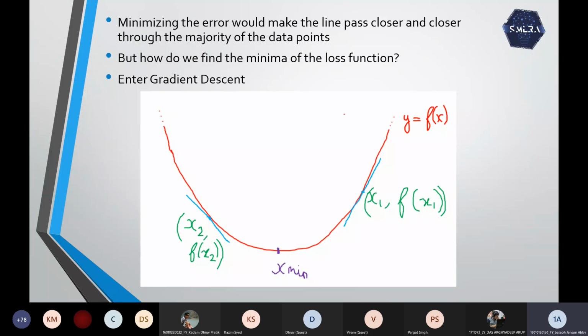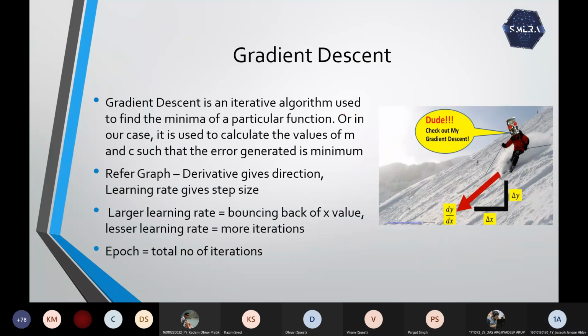Now I'm going to explain to you what the concept of gradient descent is. Imagine you're on a hill, and you need to reach the valley. Do you just find the valley and jump in, or do you take small steps to reach the valley? The second option, right? Instead of directly jumping in the valley, you take small steps so that you gradually reach the valley. That is what we are doing here in gradient descent.